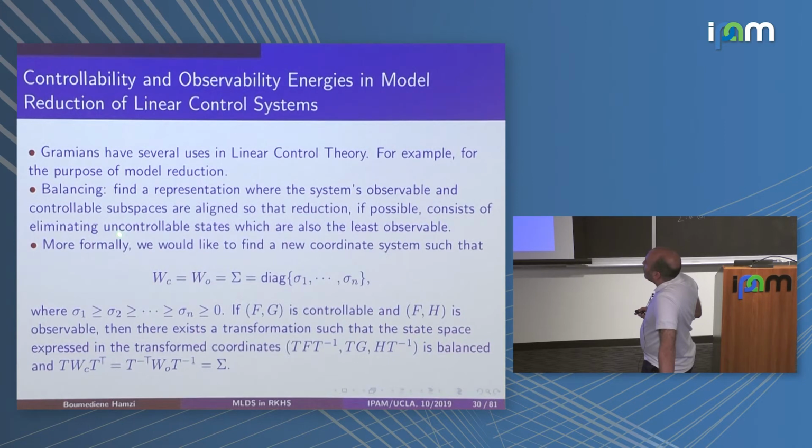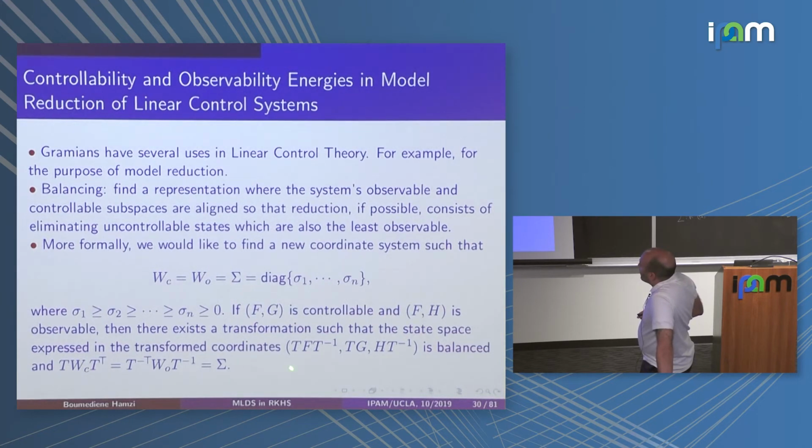And so how are we going to find this kind of states? We will consider a representation of the controllability and observability Gramians where the W_C and W_O in this state space representation are equal, and then this will give us a measure of the controllability and the observability energies.